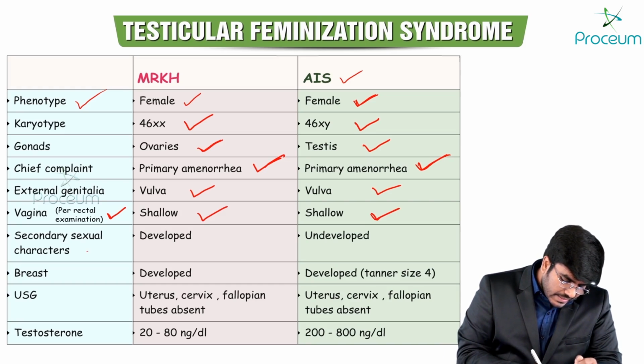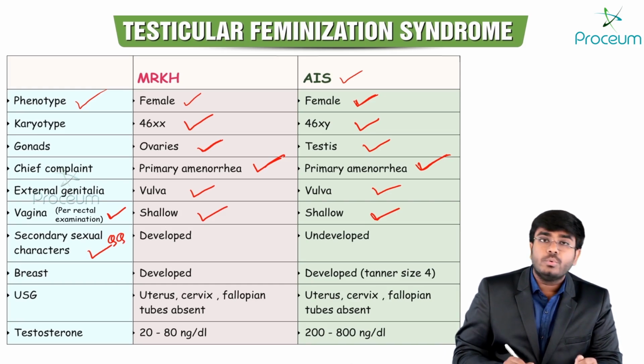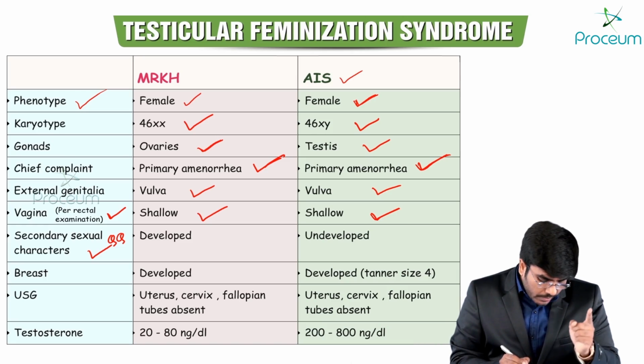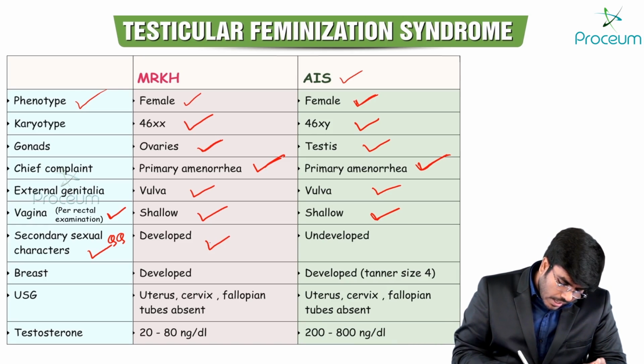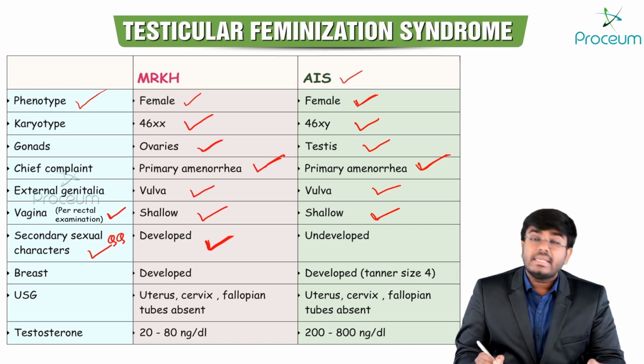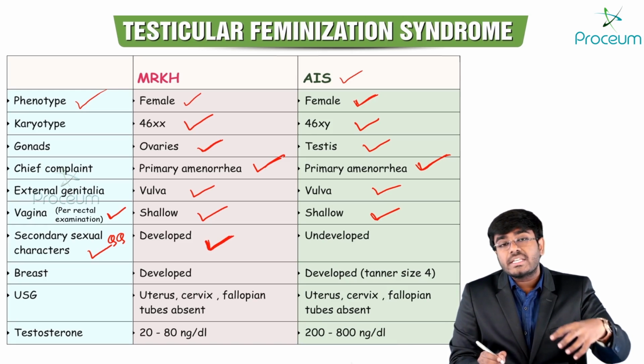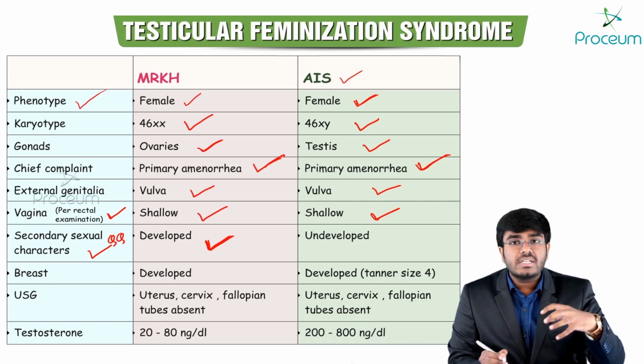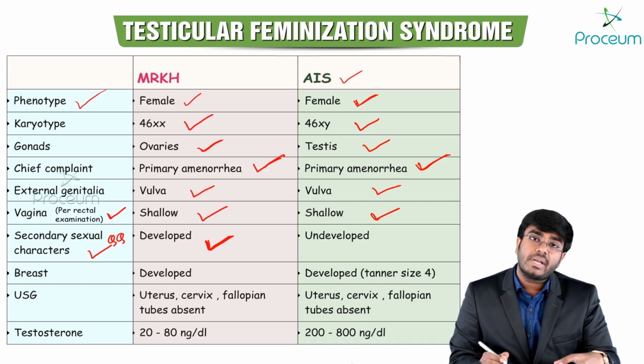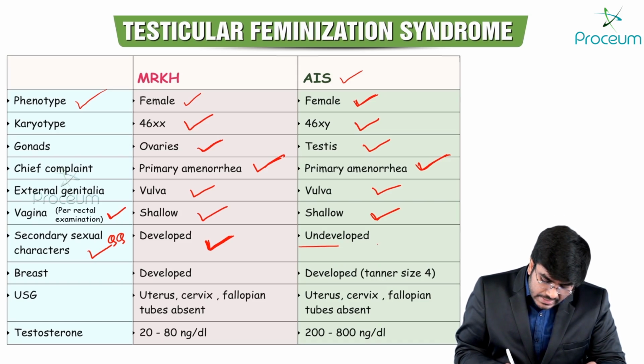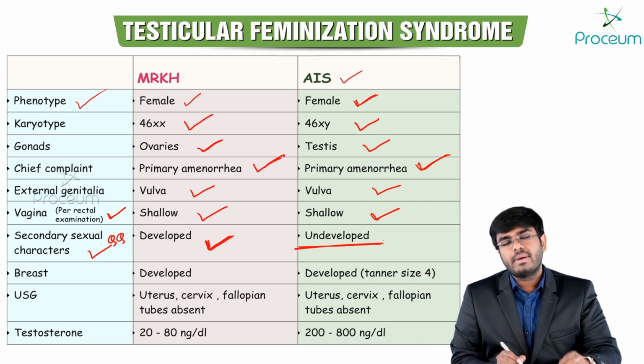Now, what about the secondary sexual characters, guys? Important MCQ. In MRKH syndrome, the secondary sexual characters are developed. But in androgen insensitivity syndrome, as the testosterone is non-functional, the secondary sexual characters like axillary hair development and pubic hair development are undeveloped or underdeveloped.